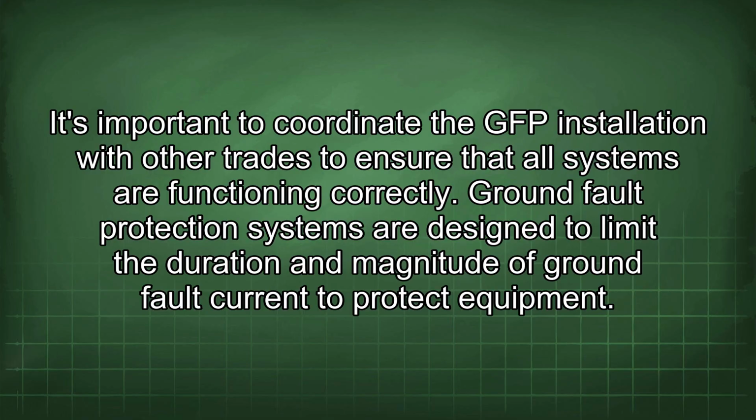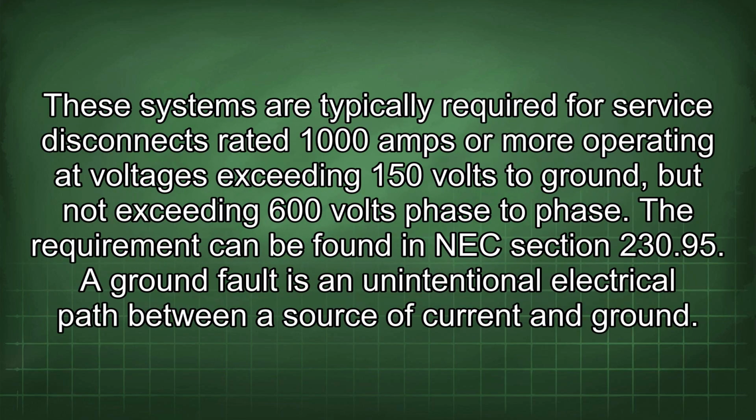Ground fault protection systems are designed to limit the duration and magnitude of ground fault current to protect equipment. These systems are typically required for service disconnects rated 1000 amps or more operating at voltages exceeding 150 volts to ground, but not exceeding 600 volts phase to phase. The requirement can be found in NEC section 230.95.